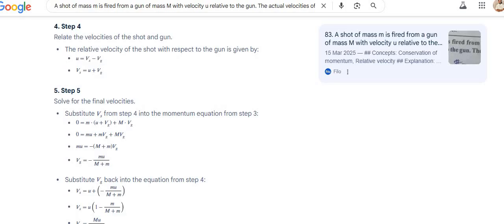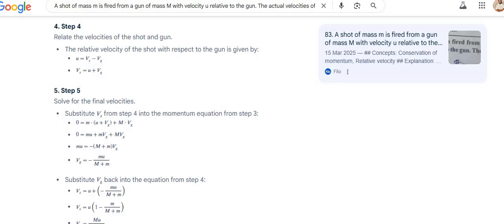We can make the velocity of the shot the subject of the formula. So in the equation where momentum was conserved, wherever there's Vs, we can put u plus Vg. That's a replacement we make here. And we can now operate it to make V, the velocity of the gun, the subject of the formula. When you're done, this is what you get to be the velocity of the gun.